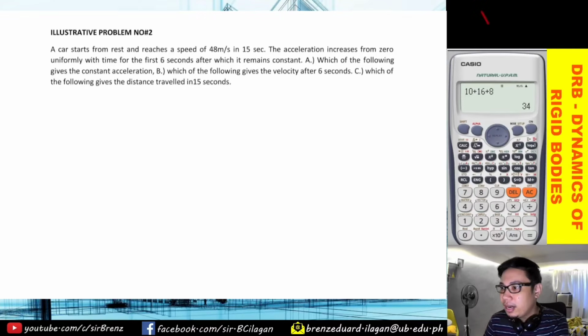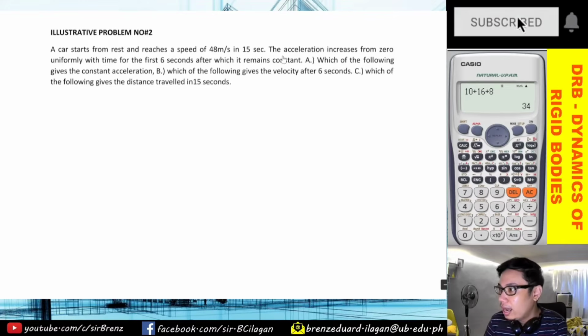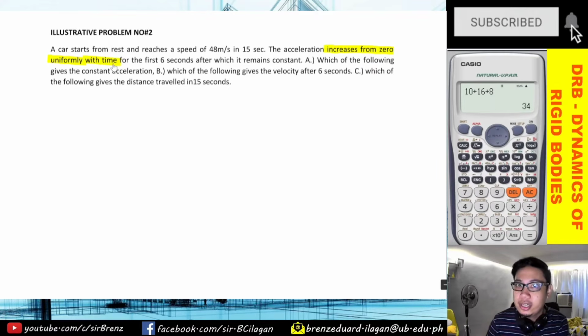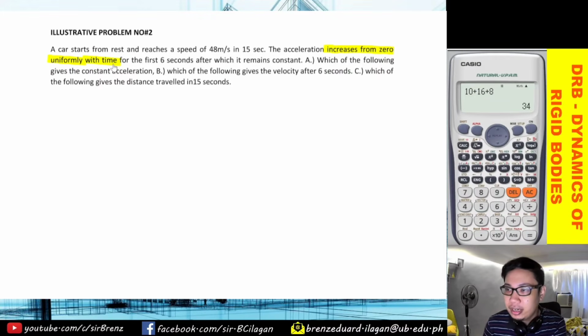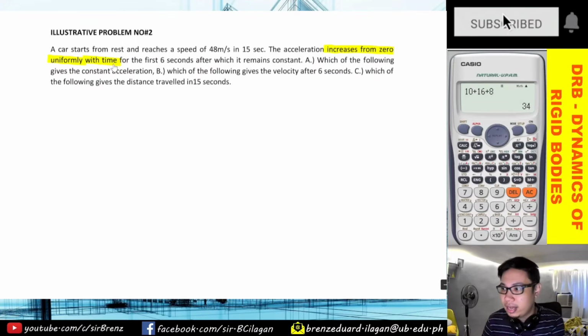Okay guys, so para do sa pangalawang sentence, napakahalaga nitong word na to. Ito yung magbibigay sa atin ng idea kung paano yung magiging shape ng kanyang acceleration diagram. So sabi dyan, it increases from 0 uniformly with the time. So magiging shape niyan is a triangular shape, no? So from 0 up to a certain value of acceleration for the first 6 seconds, and after that, which it remained constant. Then, nung ma-reach na yung acceleration na yun, it remained constant all throughout dun sa motion natin hanggang ma-reach na yung 15 seconds.